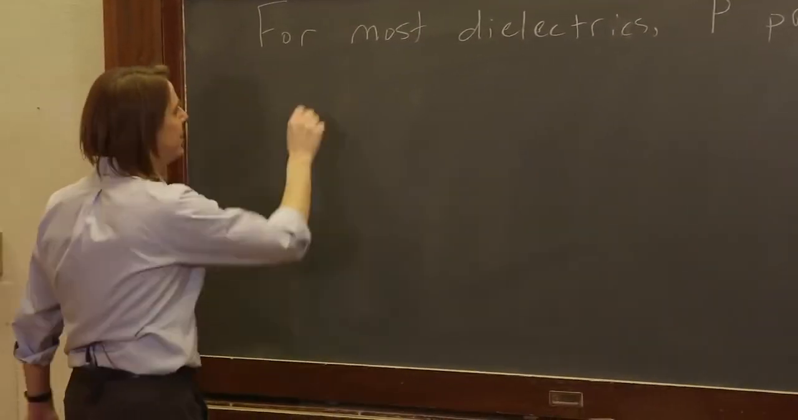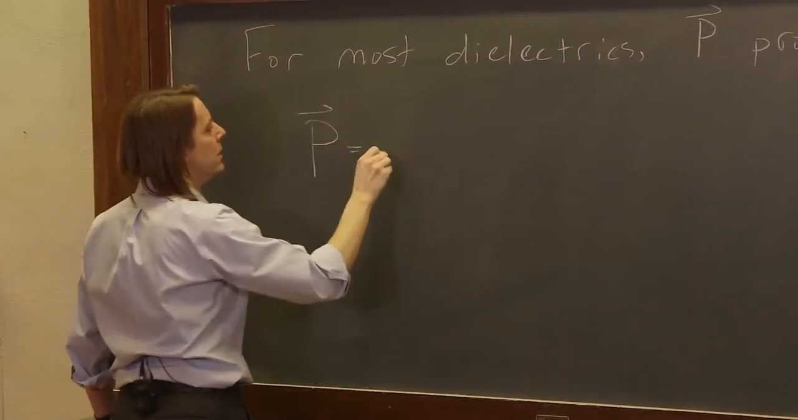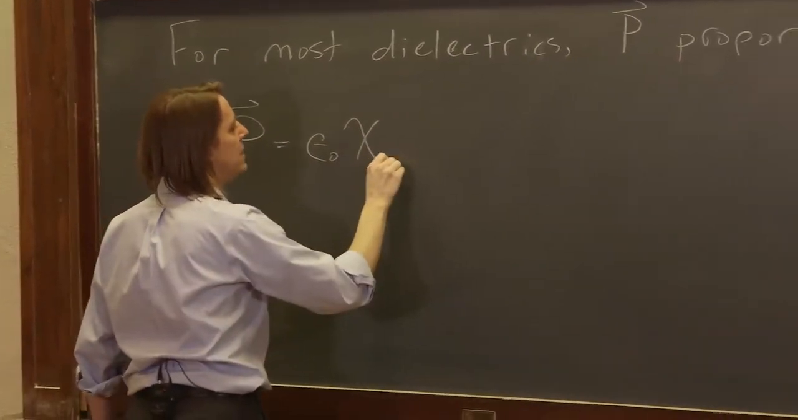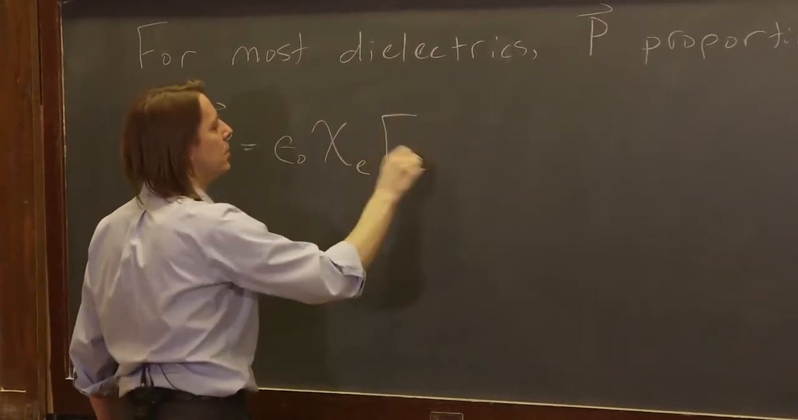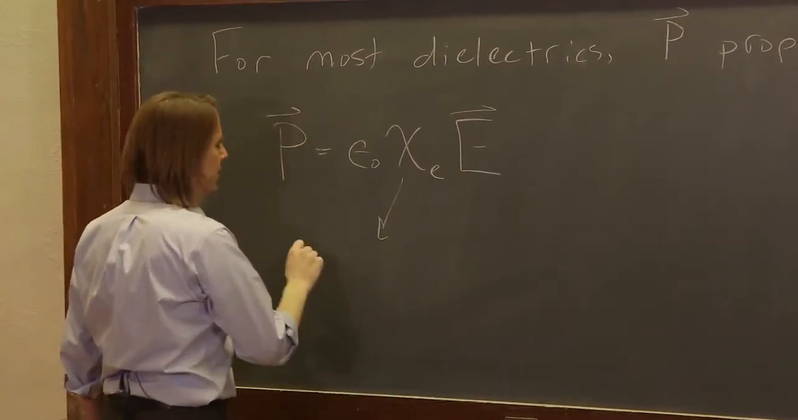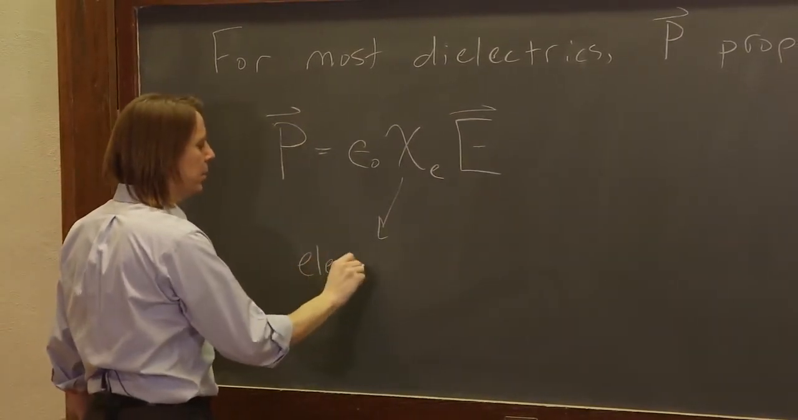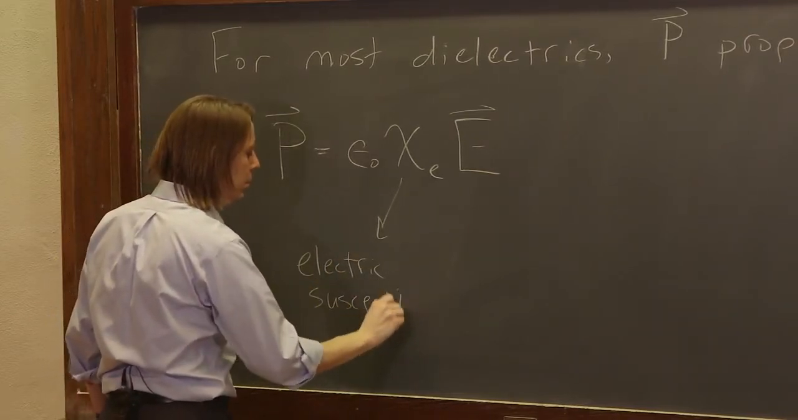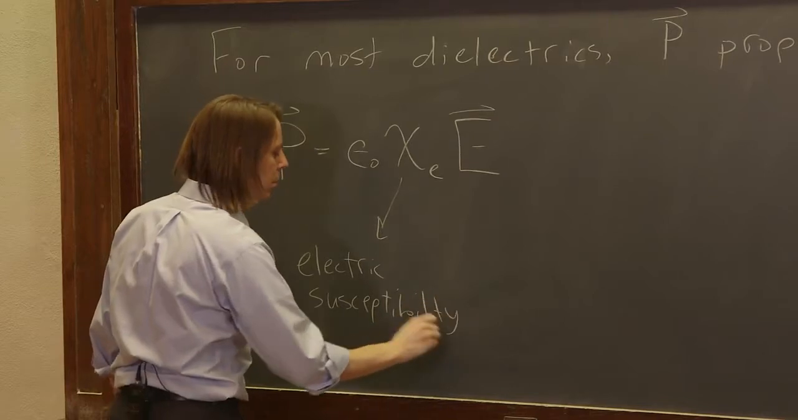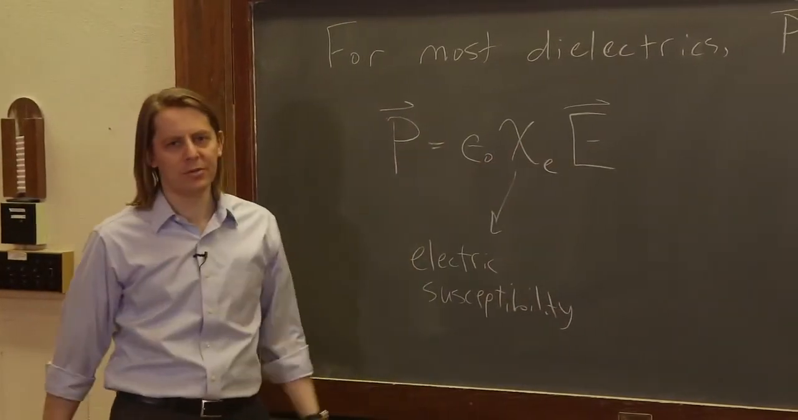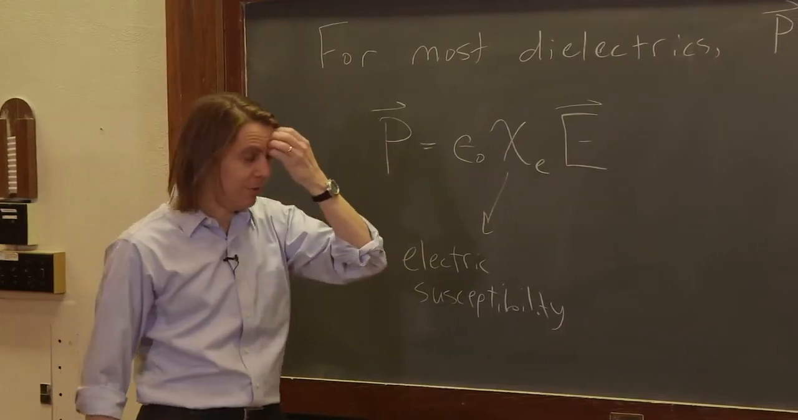So we say that P is epsilon naught chi e times E. The epsilon naught is there so that this constant, chi e, can be unitless. Right? And that constant is called the electric susceptibility. And the name is clear. It's how susceptible the material is to being polarized when it has an electric field inside of it.